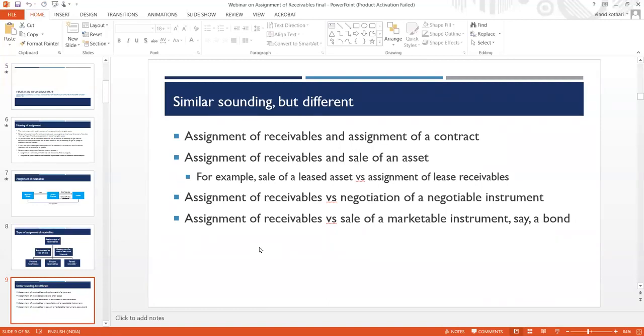Assignment of receivables versus assignment of a contract. Assignment of receivables versus assignment of contract is something that we discussed already, so I'm parking it here. Next, assignment of receivables versus sale of an asset.